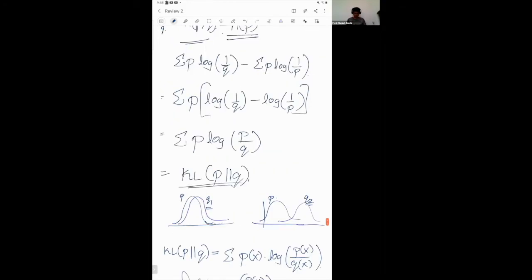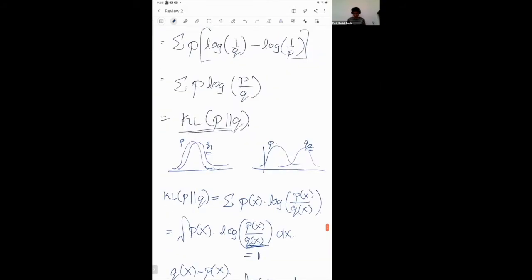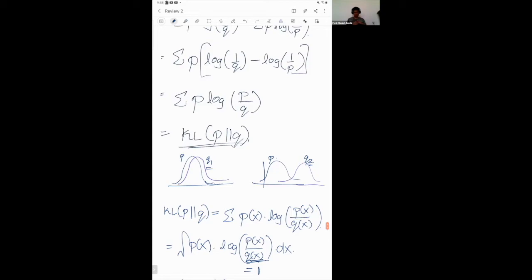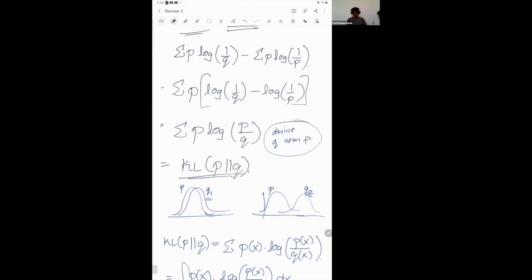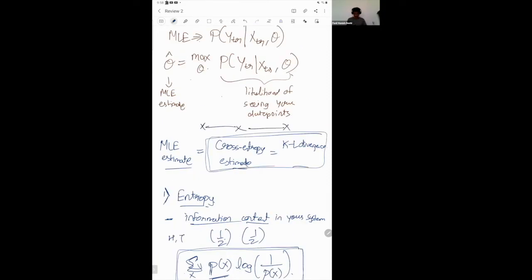So now you can see why minimizing cross entropy is the same as minimizing the KL divergence. In both situations, what you are essentially doing is driving q near p. Q is your approximate probability distribution, and p is your true inherent distribution. And what you need to do is drive q near p in both of these optimizations. So at least I showed you this part, why cross entropy and KL divergence are equal. Any doubt in entropy, cross entropy, KL divergence, and why both of them are the same?